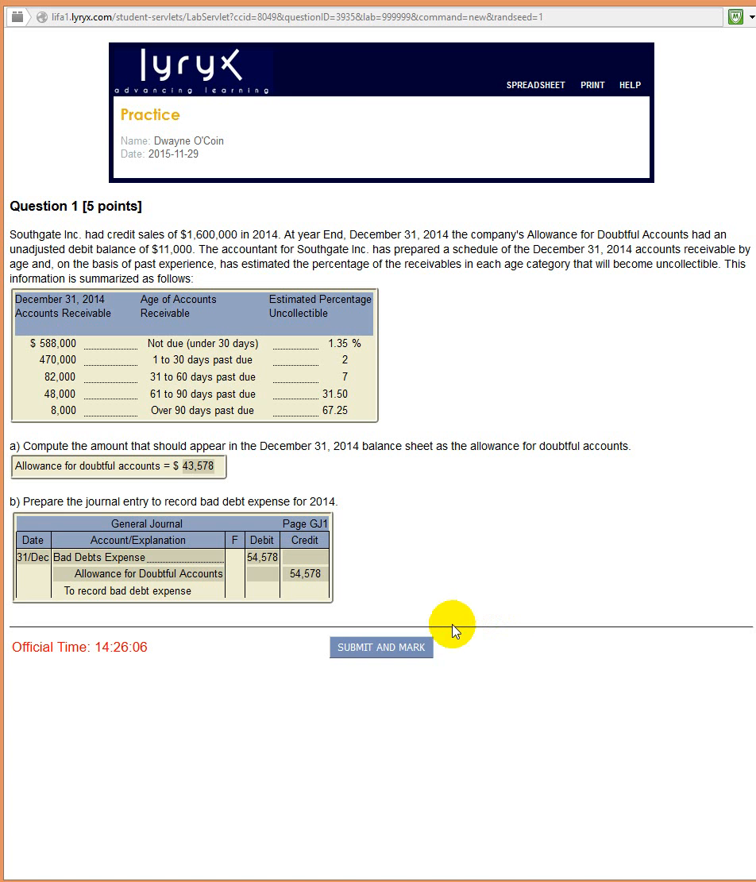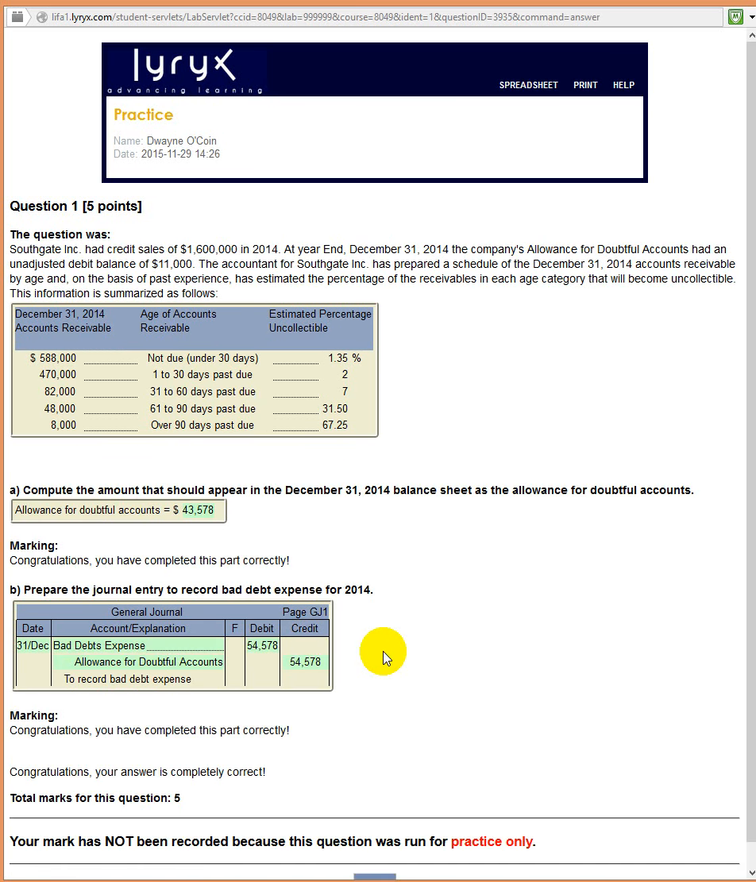And let's see what Lyrics thought of that. Lyrics agrees. We are done.